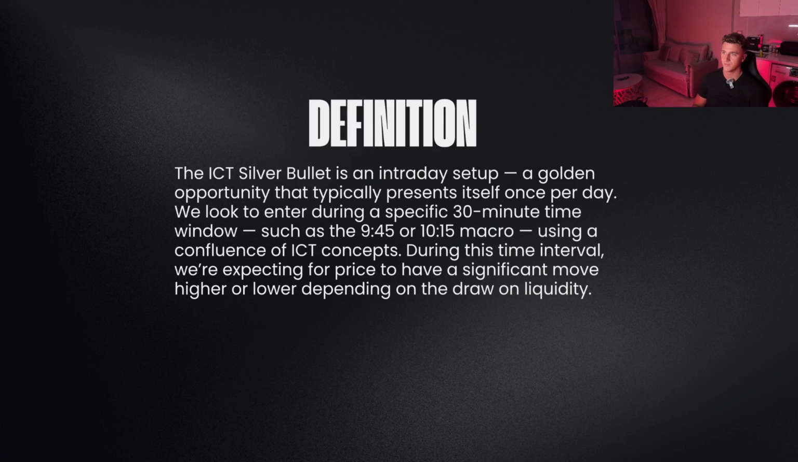All right, so starting off with the definition, for someone that's completely brand new to ICT and has got no clue what the ICT silver bullet even is: an intraday setup, otherwise known as a golden opportunity, that typically presents itself one time per day. We look to enter during a specific 30-minute time interval window known as the macro. Now, this macro is from 9:45 to 10:15 New York time. We're trading the New York session and we usually get an entry within that specific 30-minute time window.